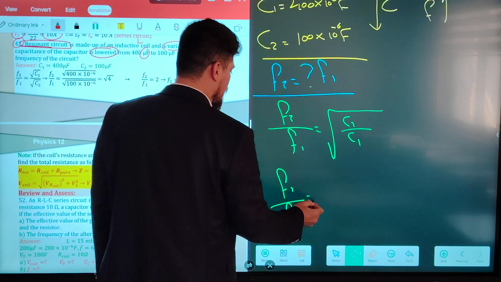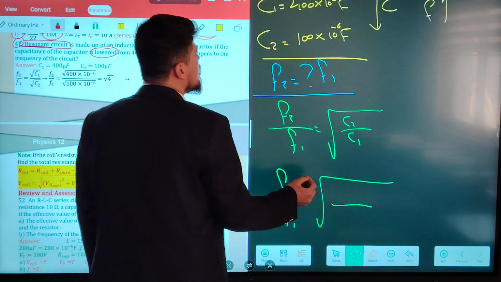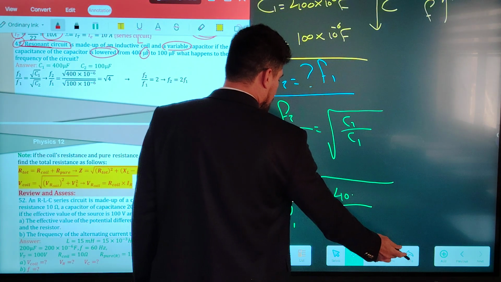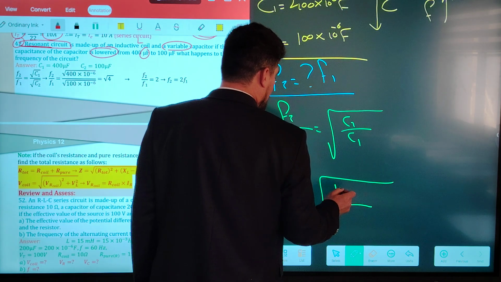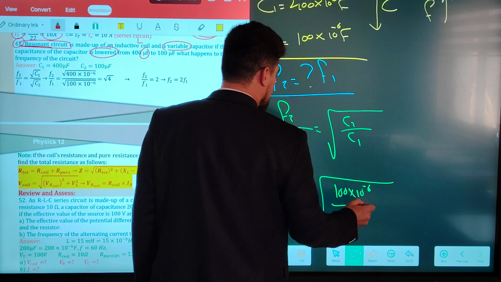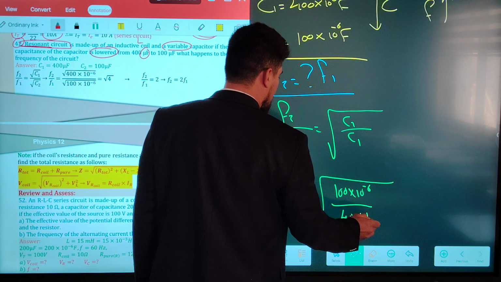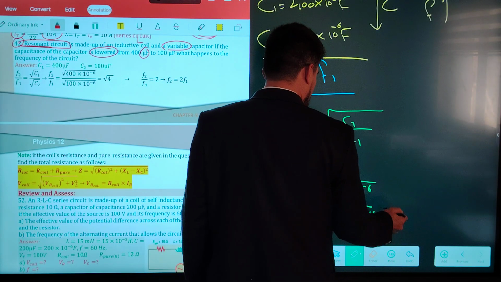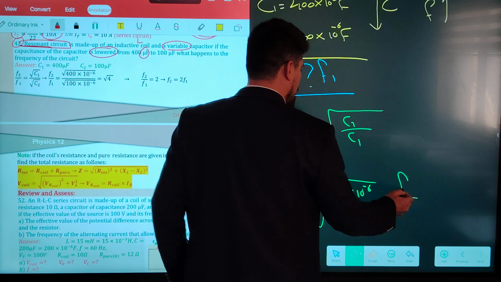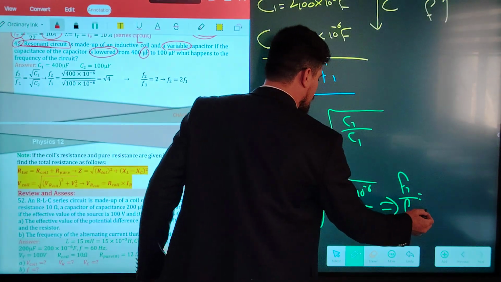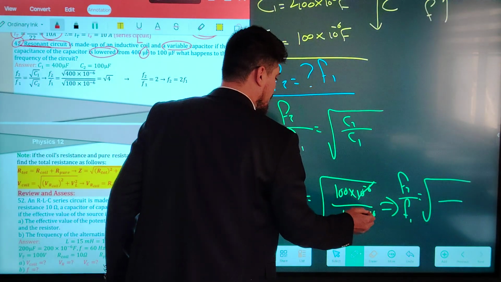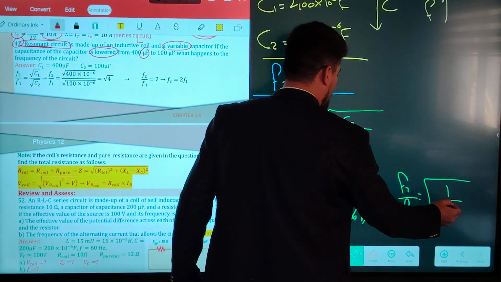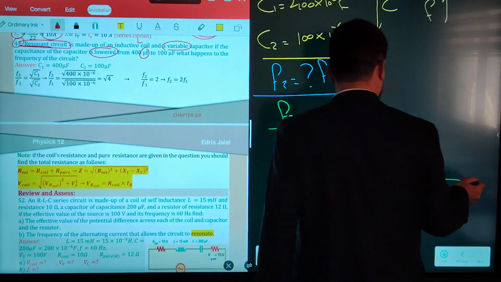F2 over F1, C2, 100 times 10 power negative 6 divided by 400 times 10 power negative 6. Okay? F2 over F1 is equal to what? Negative 6 with negative 6 cancel. This 0 and 0 cancel. What does remain? 1 over 4.